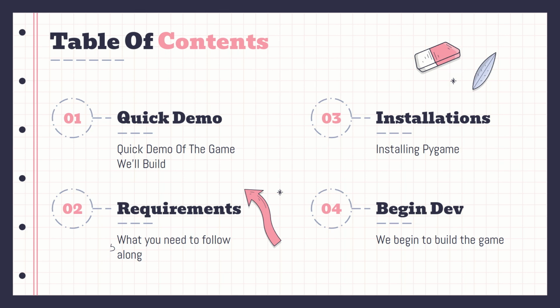So all you need is a computer, a bit of Python skills, and also how to use pip to install libraries. That's all you need to get started. Okay, so now let's look at the installations that we need. So we need to install Pygame, and that's all we need to get installed.